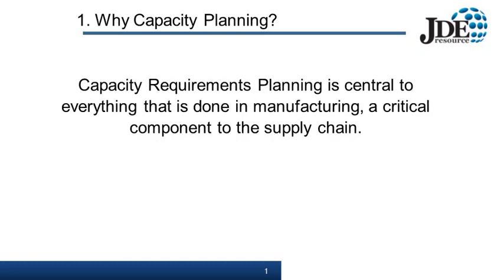Manufacturers must have the ability to evaluate feasibility of a proposed schedule or proposed schedule change to manufacturing in terms of capacity. Because of the key role of capacity planning in manufacturing, understanding the basics is really essential, and understanding the tool that you're using, whether it be JD Edwards or whatever, is very important.